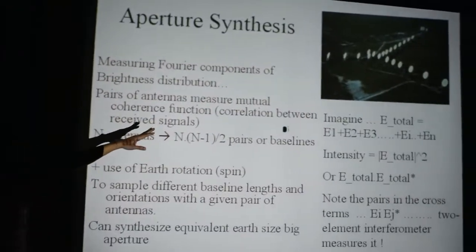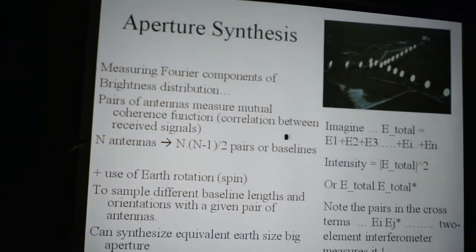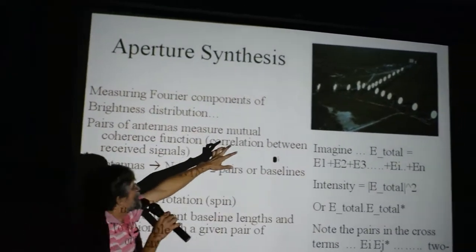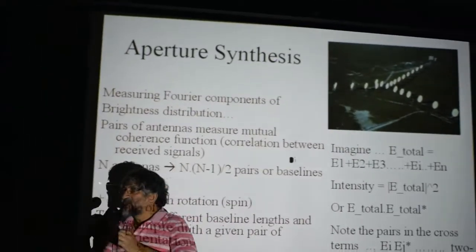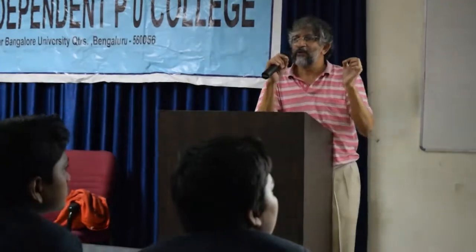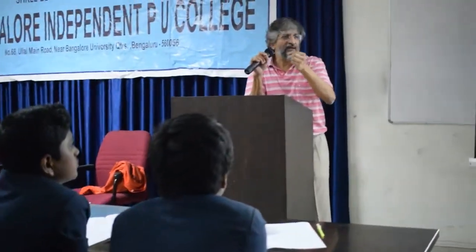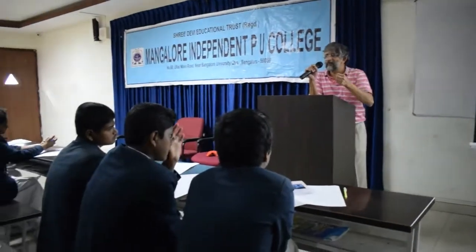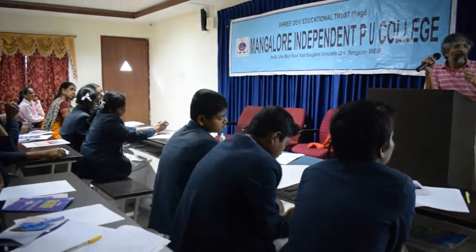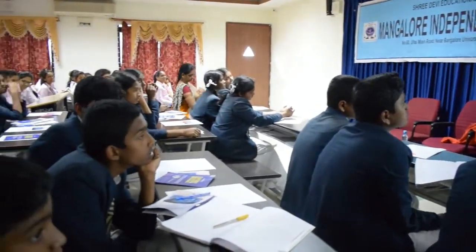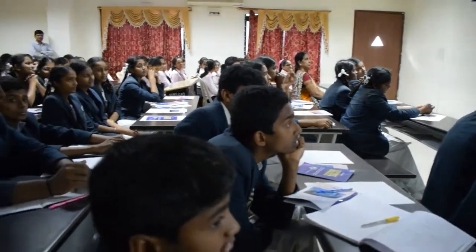So this is how one builds up big telescopes. In principle, you have one double slit experiment, a pair of antennas. You can measure all the information that you want by putting them at different separations, different orientations. But that will take forever. A lifetime will not be enough.